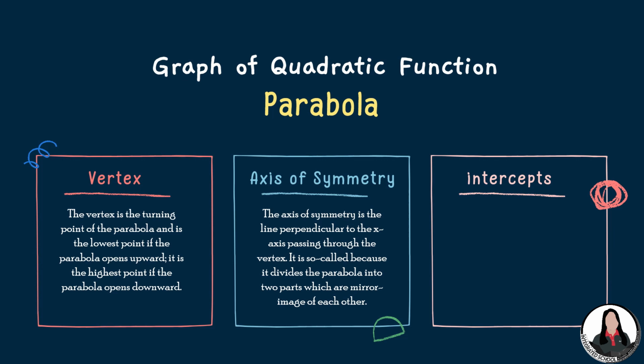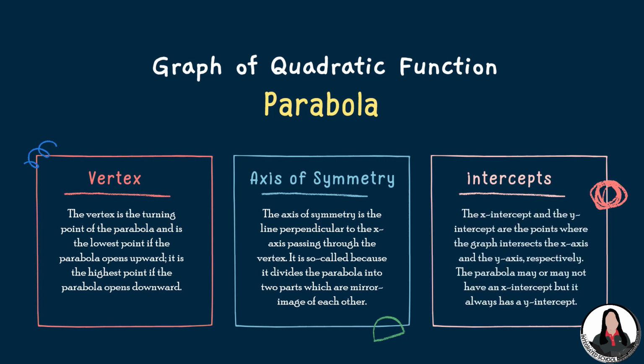Okay, so ang ibig sabihin lamang nito ay ang axis of symmetry is a line which passes through the vertex and perpendicular to our x-axis, and then it divides the parabola into two symmetrical halves, okay? So kapag dinivide natin si parabola gamit ang axis of symmetry, ay magkakaroon siya ng two parts which are mirror images of each other.